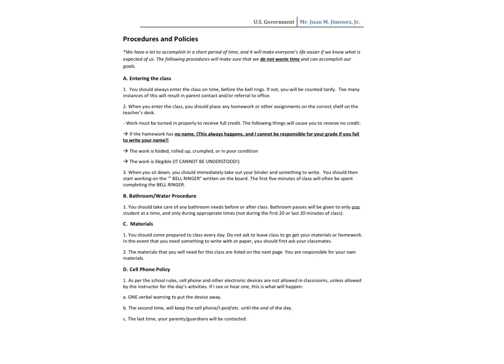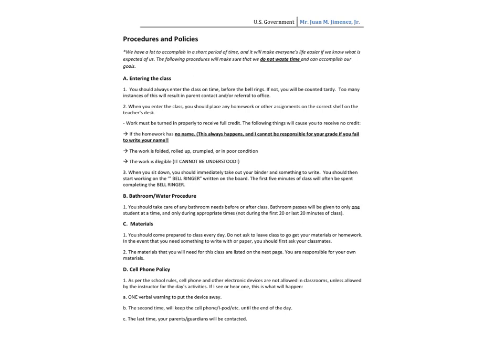And remember, when you enter the class, you should place any homework or other assignments on the correct shelf on the teacher's desk as asked for. Work must be turned in properly to receive full credit. The following things can cause you to receive no credit. If the homework has no name, and this always happens, I cannot be responsible for your grade if you fail to write your name. If the work is folded, rolled up, or crumpled, or in poor condition. If the work is illegible.